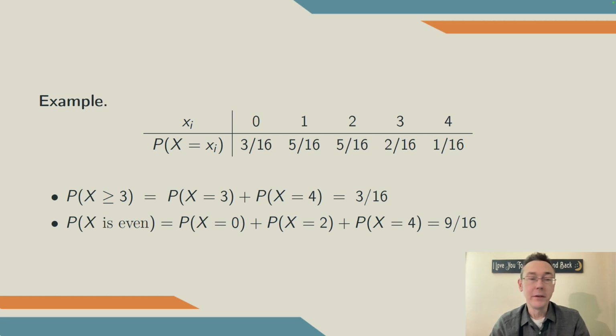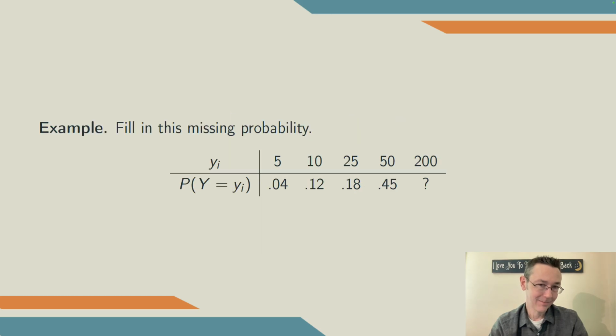Secondly, we can do the probability that X is even. So here we're taking the probability that X is 0, 2, or 4, adding up those 3 individual probabilities, 3, 5, and 1/16 respectively. We add them up, we get 9/16.